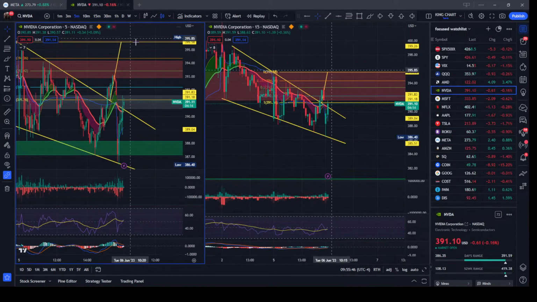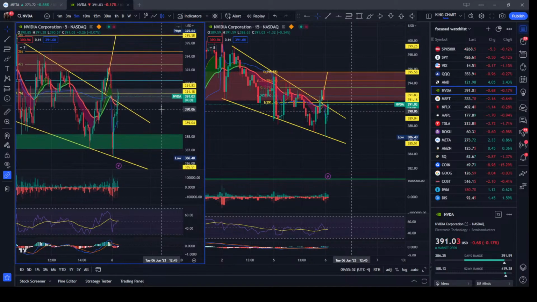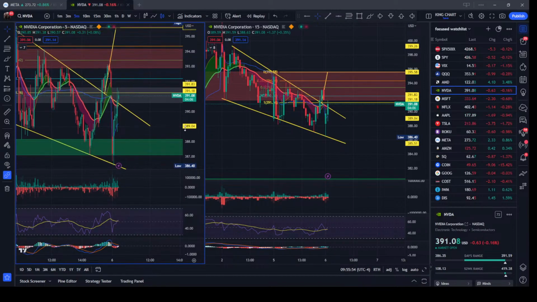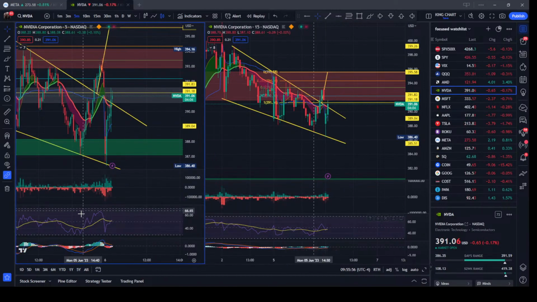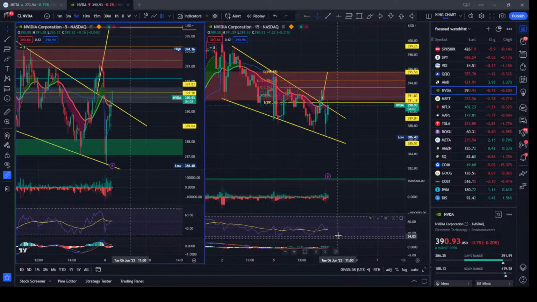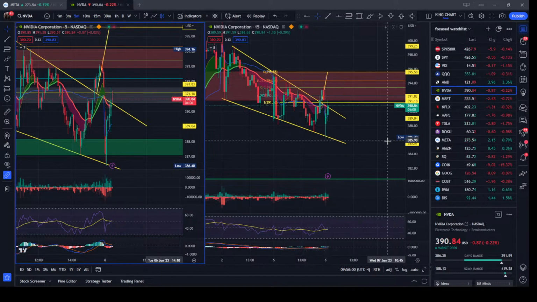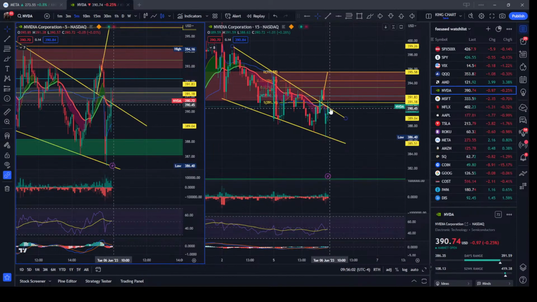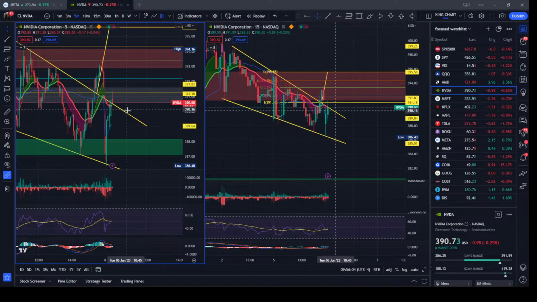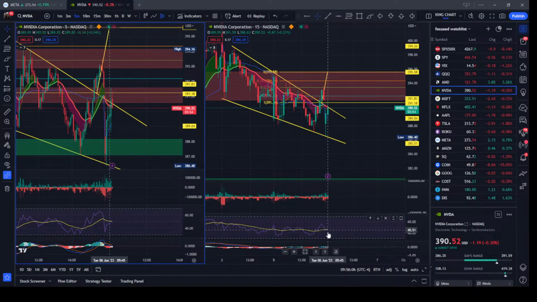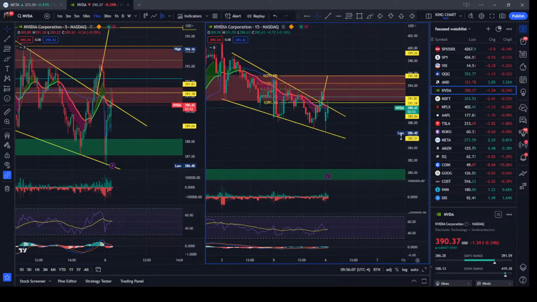Wow, Meta's going, NVIDIA's going. Yeah, NVIDIA's so strong. Why? Because on the 5-minute, it's above 50. As soon as the RSI closes out of this trend line, out of this pattern, over 50 on RSI, this is good. This is good for an upside.